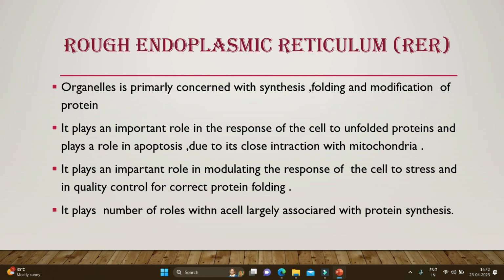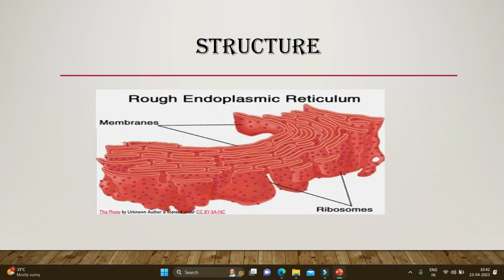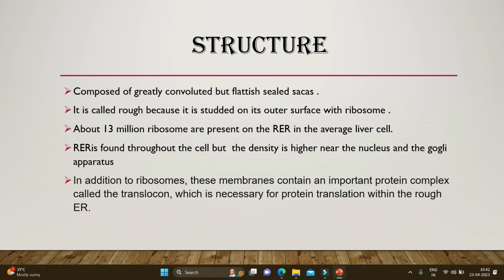Structure. This is the structure of the rough endoplasmic reticulum. The rough endoplasmic reticulum is composed of greatly convoluted but flattish sealed sacs. It is called rough because it is studded on its outer surface with ribosomes.